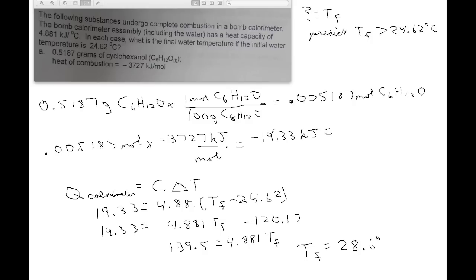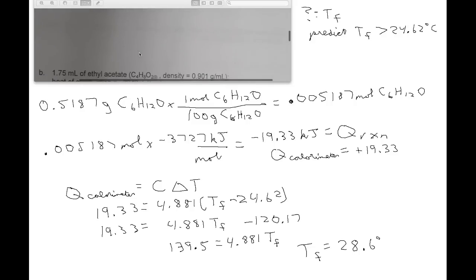What symbol is equal to negative 19.33 kilojoules? That's Q of the reaction. That's right. But you were going to use the equation for Q calorimeter, so you had to say to yourself that if Q reaction is negative, then Q for the calorimeter is positive 19. So we plugged in the positive number here. Good. And notice that they said this was a bomb calorimeter. But remember, all that means is that it's a sealed vessel with constant volume. It doesn't really change how we're going to solve the problem. Okay, that's good progress on that.